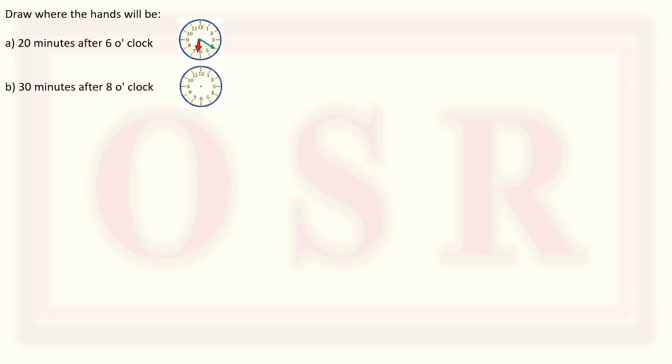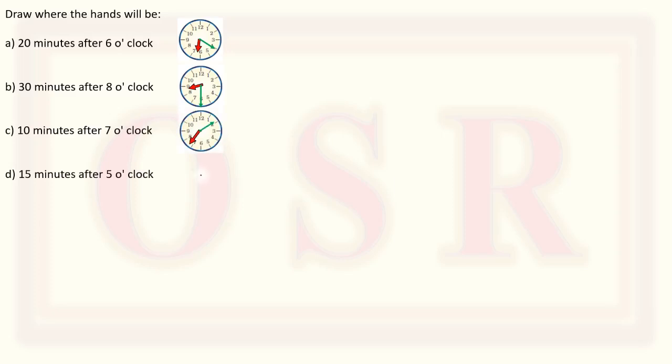Now draw where the hands will be 20 minutes ahead after 6 o'clock. So this is the watch or clock and you can draw like this. 30 minutes after 8 o'clock, 10 minutes after 7 o'clock. So I'm drawing it for you. You can pause and first draw it yourself. 15 minutes ahead of 5 o'clock.